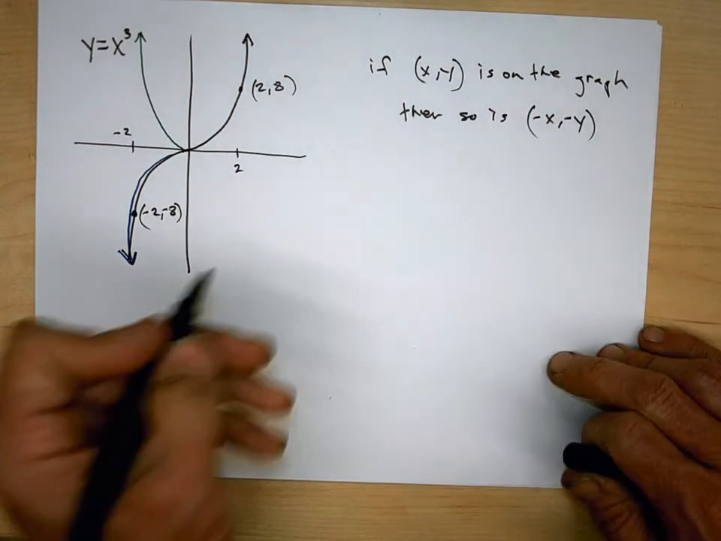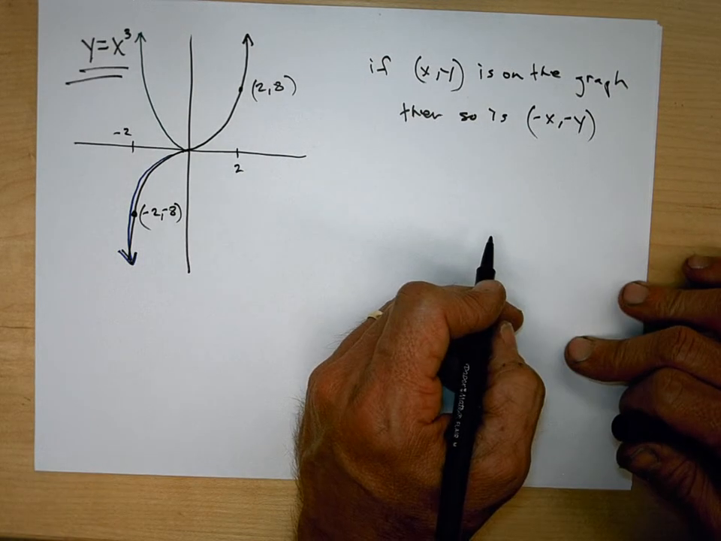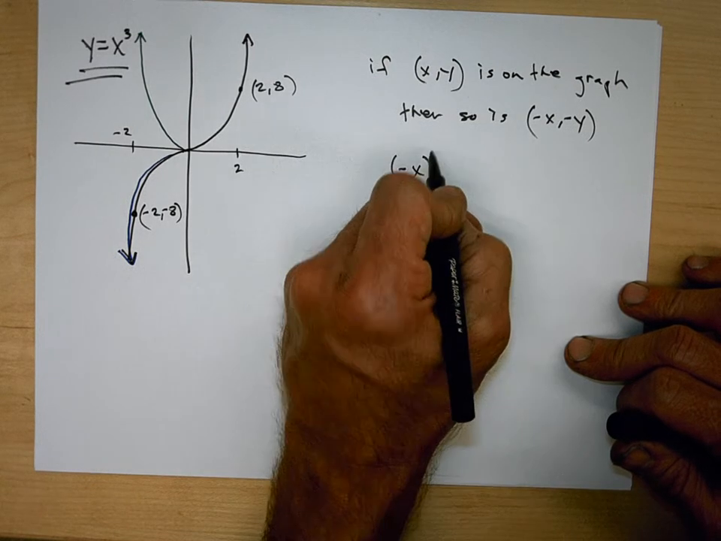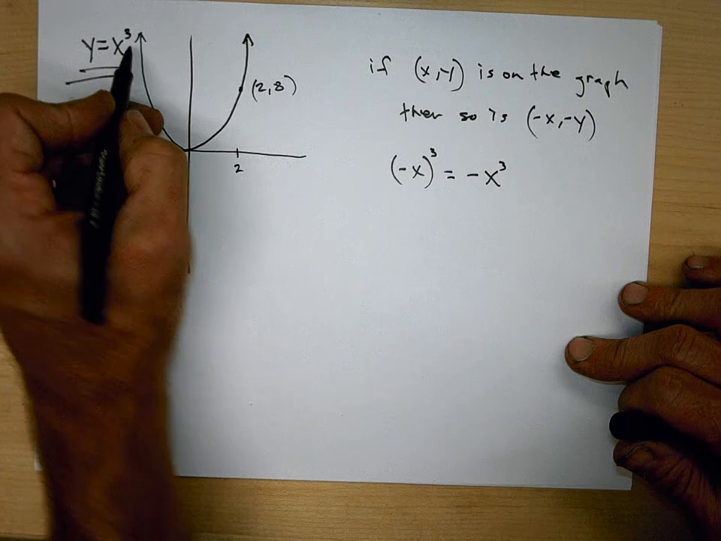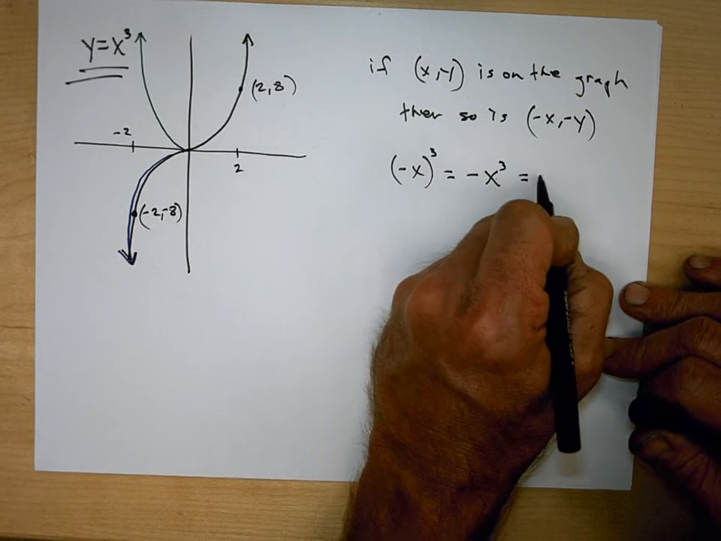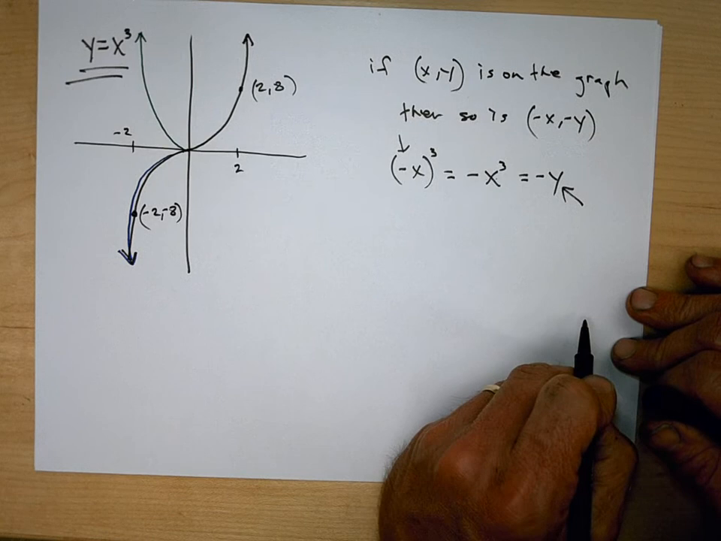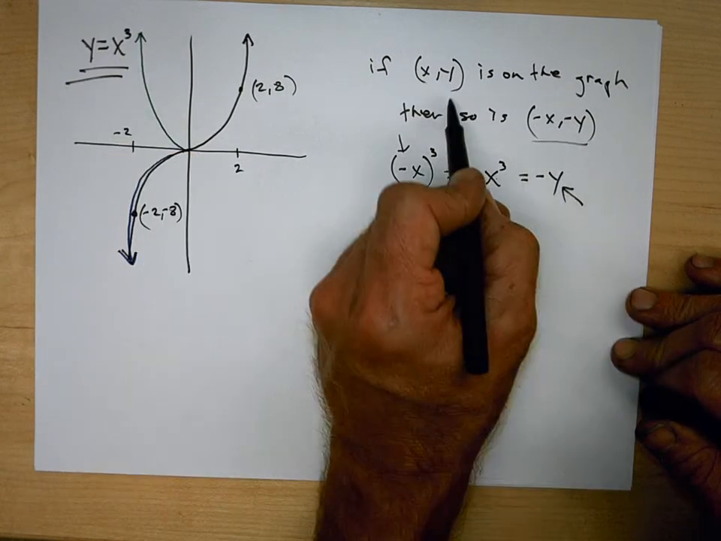Again, the way to test that, if we want to test to see if this has symmetry with respect to the origin, then I know that y equals x cubed. So if I put in -x and I cube that, I get -x cubed. But notice if y equals x cubed, then -x cubed is -y. So I put in -x, I get out -y. That shows that for any value of x that I could put in, I would have this property.